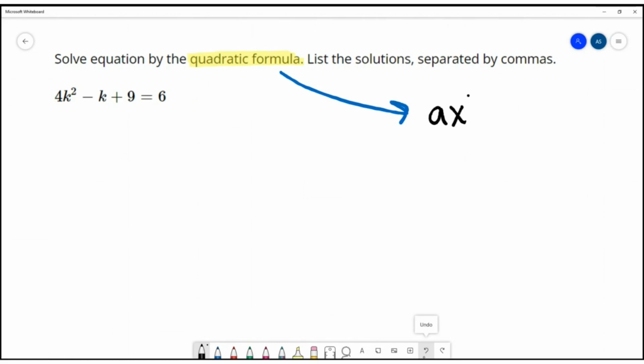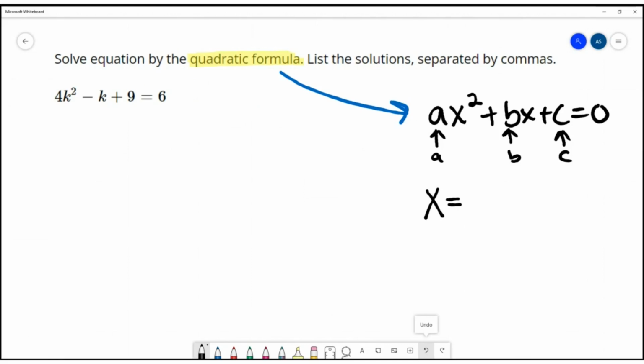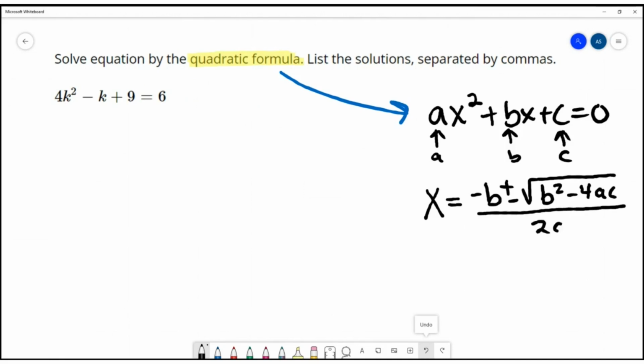And the quadratic equation needs to be in the form ax squared plus bx plus c equals 0. It has to be written in that form so that we can identify what a is, what b is, and what c is. These are the values that are used in the formula. So the quadratic formula gives us the solutions to that quadratic equation as negative b plus or minus the square root of b squared minus 4ac all over 2a.